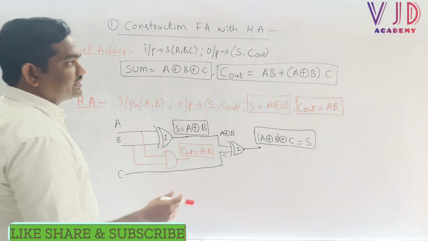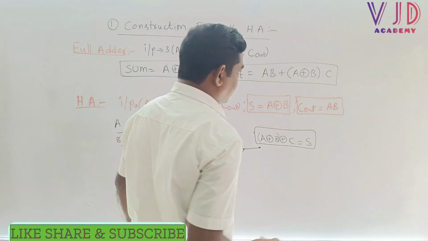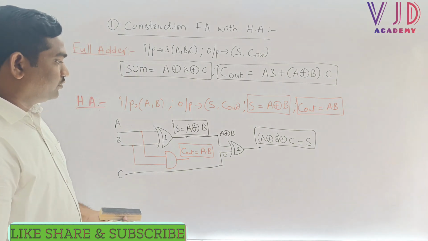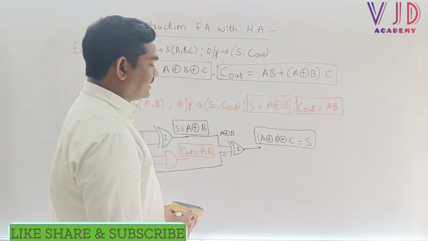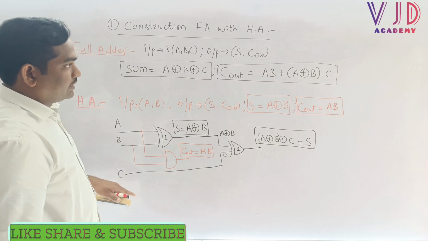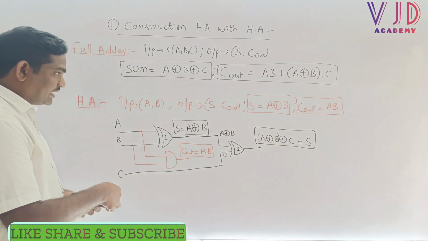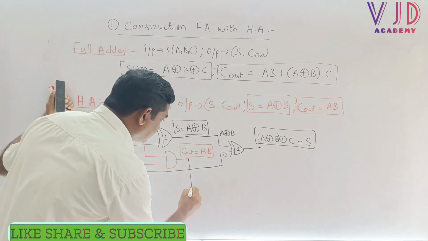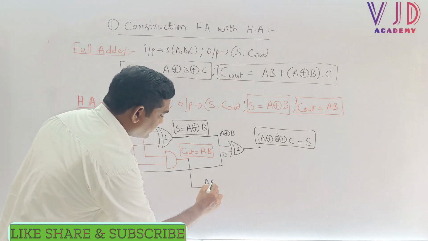So here we can see AB plus (A XOR B) into C. This is the C out, which means how to implement this carry output? Let us try to understand. Sir, we already have one AND gate here. Can I take one connection from this AND gate? Yes sir. Suppose I take one connection from this AND gate, what will happen, sir? Here this is A into B.